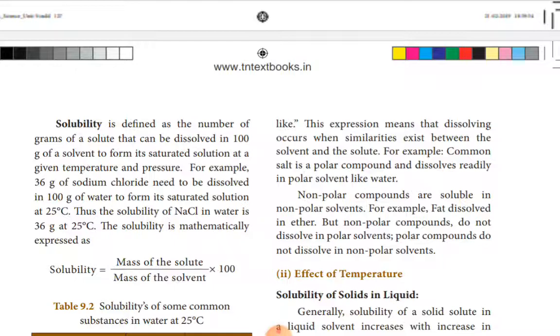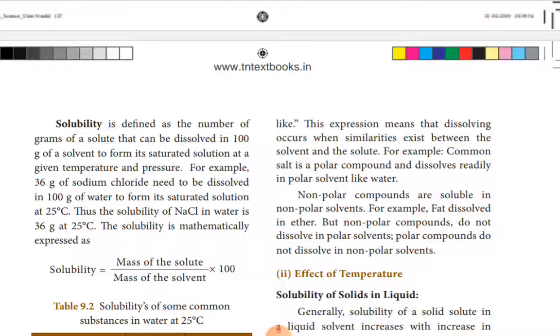It is defined as the number of grams of solid that can be dissolved in 100 grams. So we are taking the solvent as a definite amount, 100 gram. So how much salt is dissolved in 100 gram of water to attain this saturated solution at this given temperature and pressure? That is called the solubility.